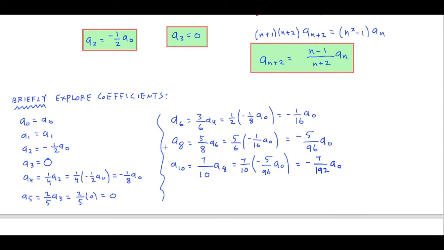For my even terms, I wrote out several of the terms. It is true that all of my coefficients can be written in terms of a sub 0, but I'm not seeing a real clear pattern to these coefficients, and so I'm not going to spend a bunch of time trying to find some closed form expression for these coefficients. So as I said, I just worked through some computations quickly to see if there is a real clear pattern, and if there isn't, I'll just leave it as it is and move on.